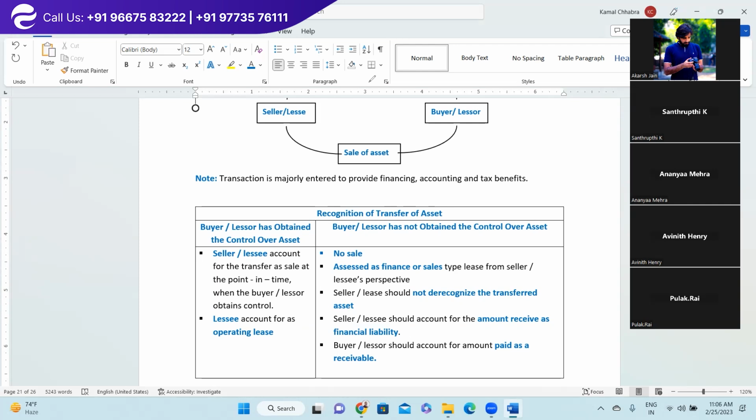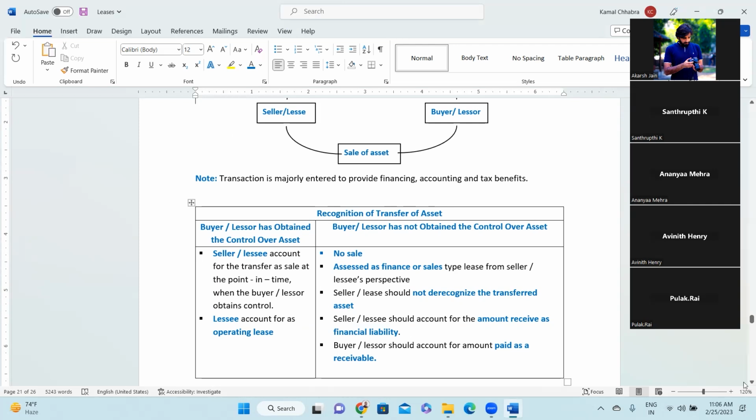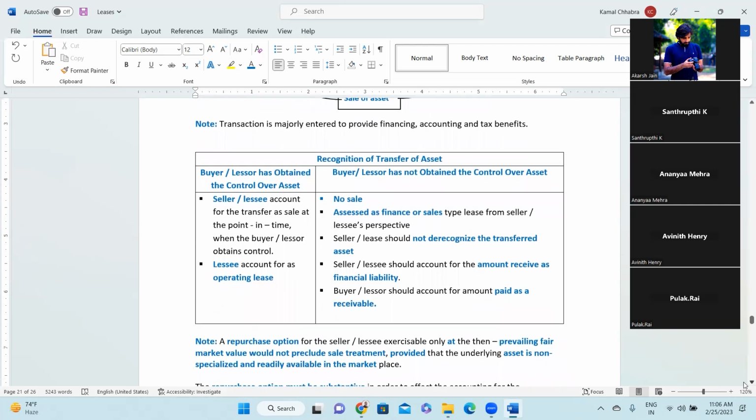So recognition of the transfer of assets. When the asset is being transferred under the sale and leaseback, look at the left hand side, the buyer. Who is the buyer? Lessor. The buyer is the lessor, who, after purchasing the asset, gives the asset on lease. So he becomes a lessor, having obtained the control over the asset. And if you look at the right hand side, the buyer or lessor has not obtained the control.